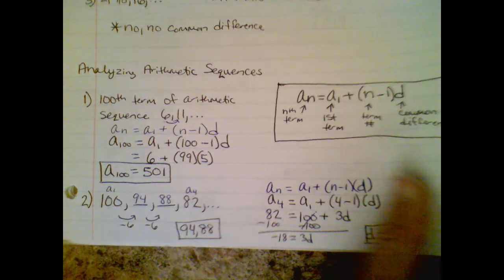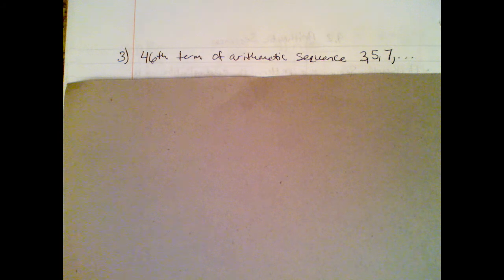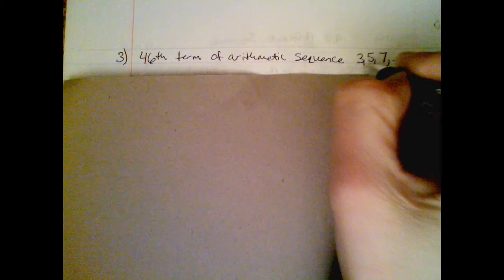Alrighty, let's keep using some further examples to get more comfortable with this. So this next one, they give us the first 3 terms, 3, 5, 7. We want to find the 46th term. So we can see our pattern is adding 2 each time.